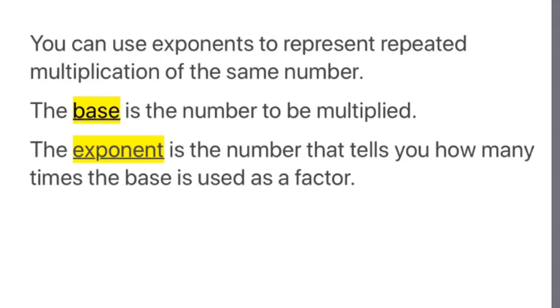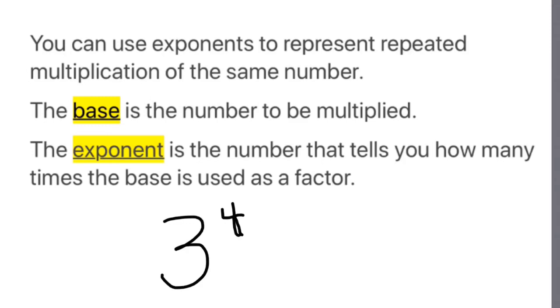You have the base, the number that we are multiplying. So if I'm doing 3 times 3 times 3, my base is my 3. And then you have the exponent, which is the number of times the base is used as a factor. So if I'm multiplying 3 times 3 times 3 times 3, that's 4 3s. So your base is 3. That's the number I'm multiplying. The number of times I'm multiplying it as a factor is 4. That's the exponent.